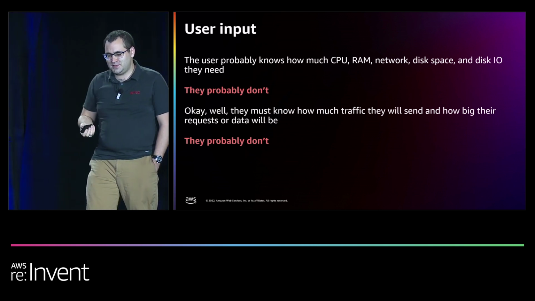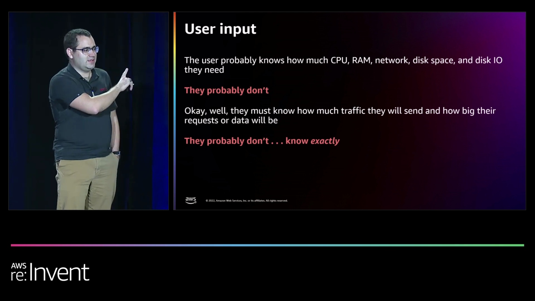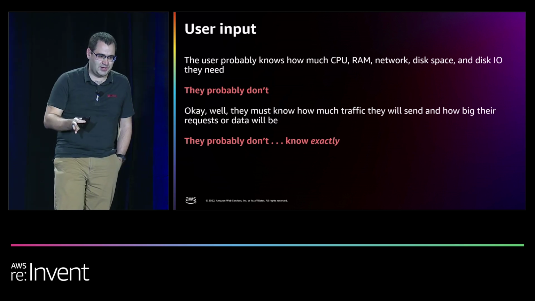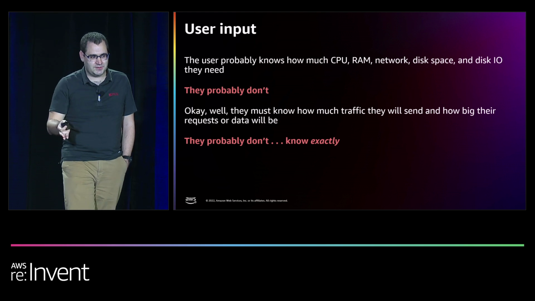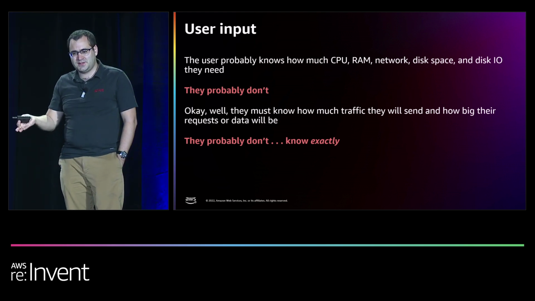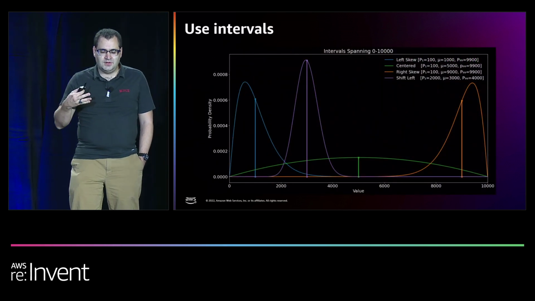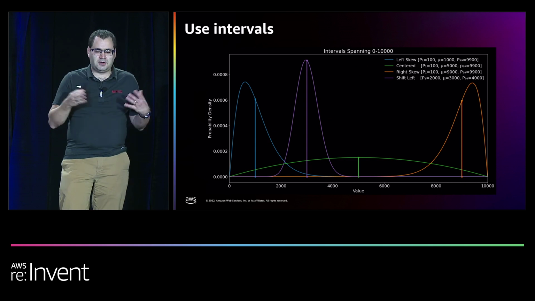And what we realized at Netflix was that they actually probably do know order of magnitude estimates. So they don't know exactly how many QPS they'll send. They don't know exactly how much data they'll store. But they probably know if it's a petabyte or a gigabyte. They probably know if it's 10,000 per second or 100,000 per second. And this led us to phrase our user inputs as intervals.